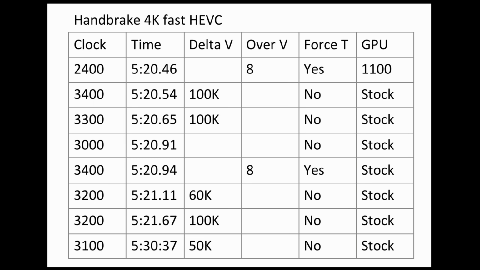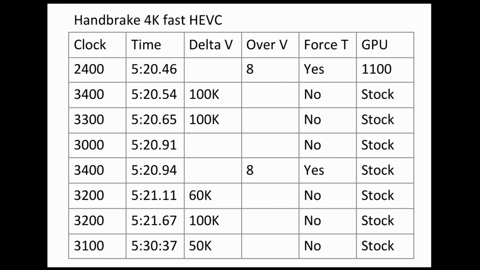So the best result I've got is at the top. I've done it the best time at the top and the worst time at the bottom. And you can see 3.4 gigahertz took 520.46 with an overvoltage of 8. Force turbo was on and the GPU was set to 1100. That's the first time I enabled the GPU. But I don't really think it made a difference because if you look at the next test, which was almost exactly the same time, instead of overvoltage, which was 8, I used delta voltage of 100,000 and force turbo was off with stock GPU speeds and it was pretty much exactly the same time.